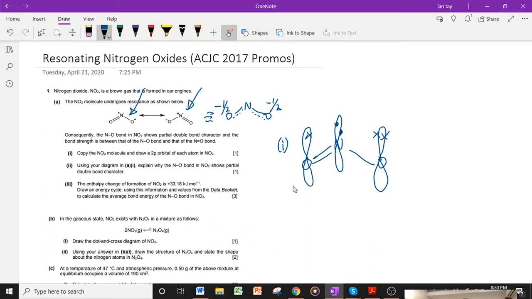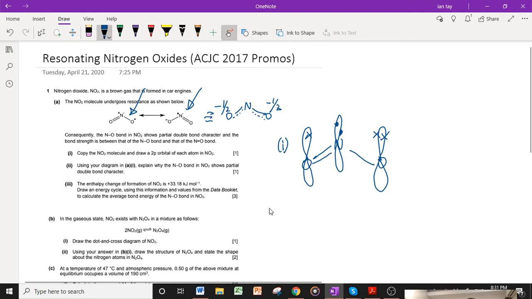So using a diagram in part 1, explain why the NO bond in NO2 shows partial double bond character. And so it becomes very clear now why it has this partial double bond character. Because the lone pair on this oxygen atom can delocalize, it must overlap first with the pi electron cloud of the NO pi bond, allowing the lone pair to delocalize, thus causing the electron density in the NO internuclear region to be higher than expected, and thus resulting in a partial double bond character. So I won't write it down, and that is just the explanation for part 2.